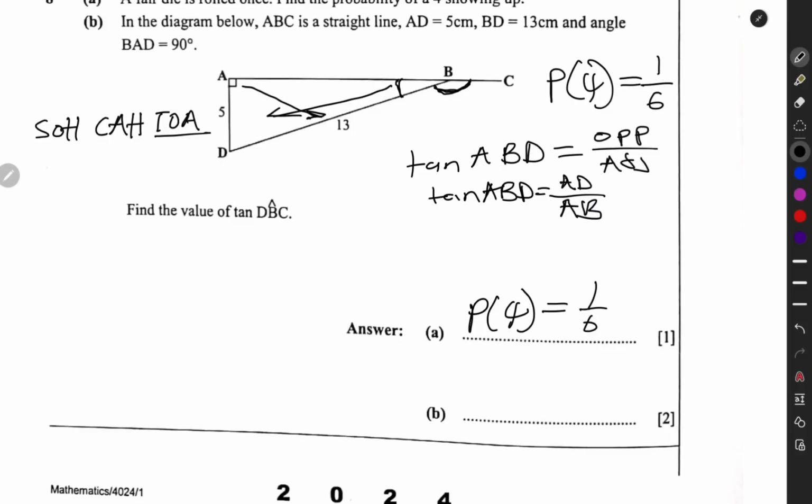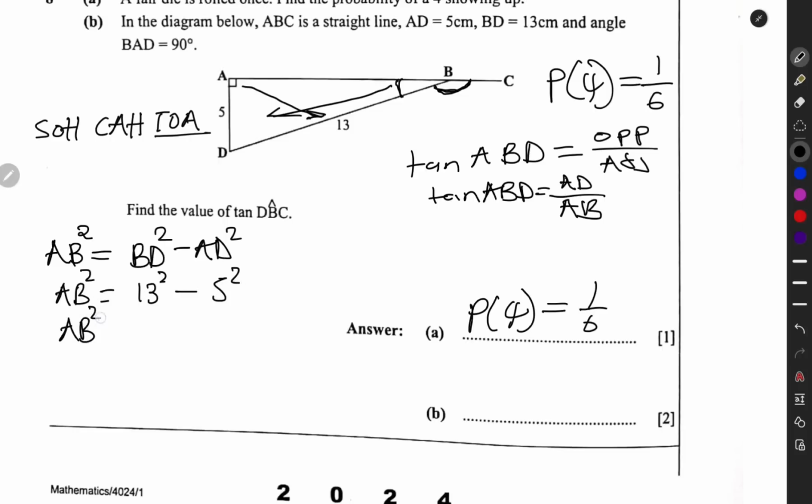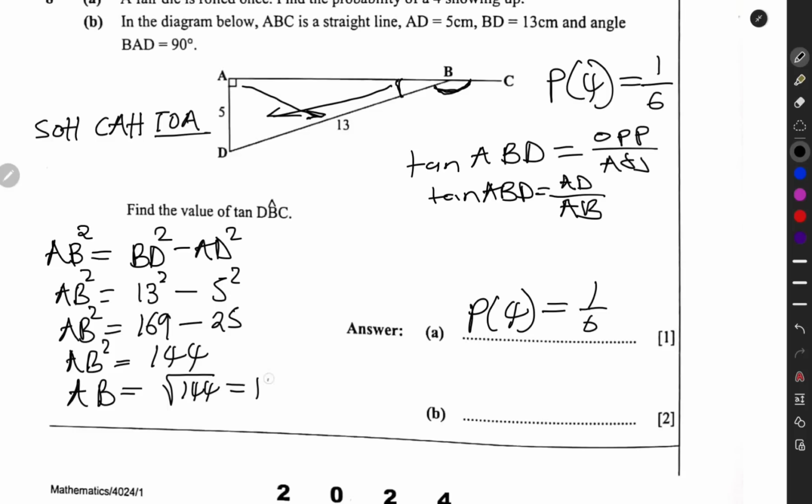It seems as if we have a problem here. We can't solve tan ABD because we don't have AB. But if you see properly, this is a right angled triangle, so we are simply going to use the Pythagoras theorem to solve for the length of AB. AB squared is equal to BD squared minus AD squared. So AB squared is 13 squared minus 5 squared, which is 169 minus 25. The answer is 144. If you take the root, the answer is the square root of 144, which is 12.